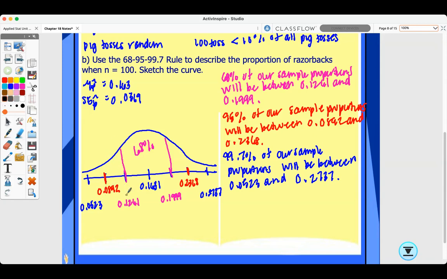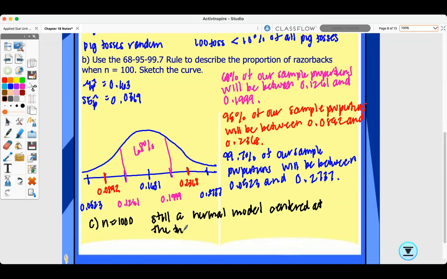Now, what would happen if we increased n to 1,000? So let's just ask, what would happen if n would equal 1,000? Hopefully you would say it will still be a normal model, centered at the true proportion, but the standard error will be lower.